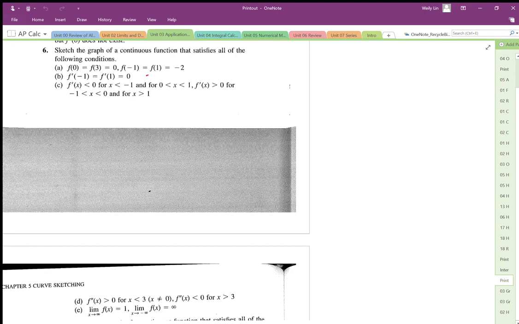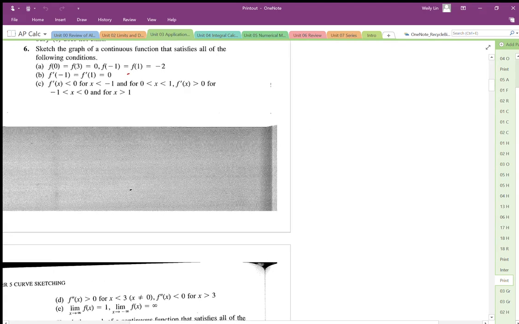This question is from the Stewart-Davidson worksheet, and it's question number 6. It says, sketch the graph of the continuous function that satisfies all the following conditions. So there are 3 conditions here. Just don't forget, there's actually 2 more down here, D and E.